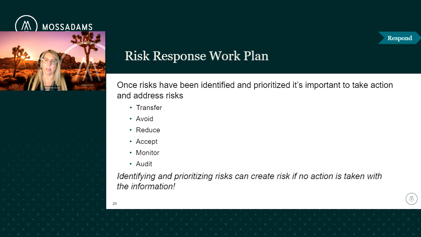So thinking about this, now that we have gone through our universe, we have solicited feedback and input on the top risks within our organization, and we have prioritized those, we get to a work plan. What are we going to do with that? I think the most important aspect is to think about this in the context of: if we go through the process of identifying and prioritizing these risks, we can create a lot of risk for ourselves if we do nothing with that information. So it's really important for us to take those top risks and make sure that we are doing something to address them.